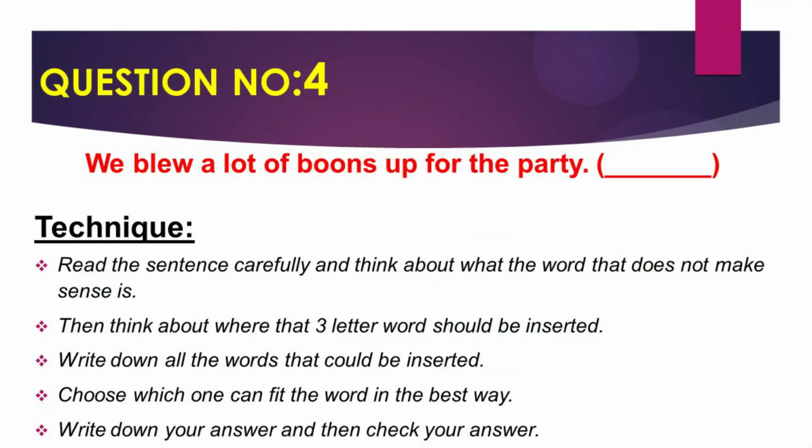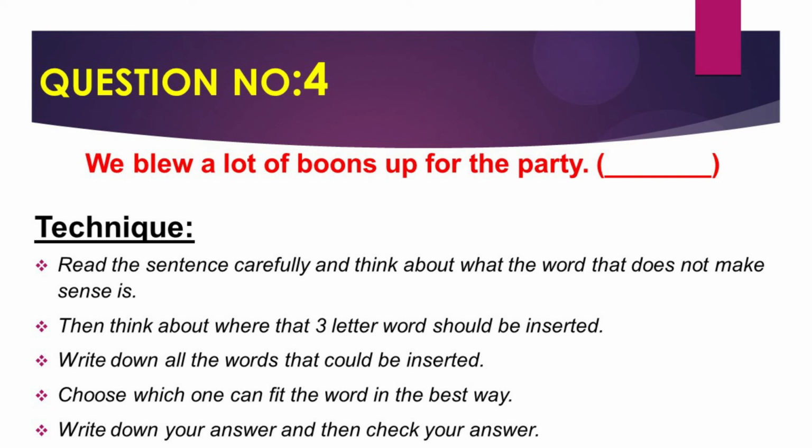Question number 4. We blew a lot of balloons up for the party. Let's use the technique and answer this question. First, read the sentence carefully and think about what the word that does not make sense is. We blew a lot of balloons up for the party. Balloons does not make sense. Then think about where that three-letter word should be inserted. So we know that we need to pump balloons up for the party. So maybe it is balloons, so we might have to insert that word after the B.